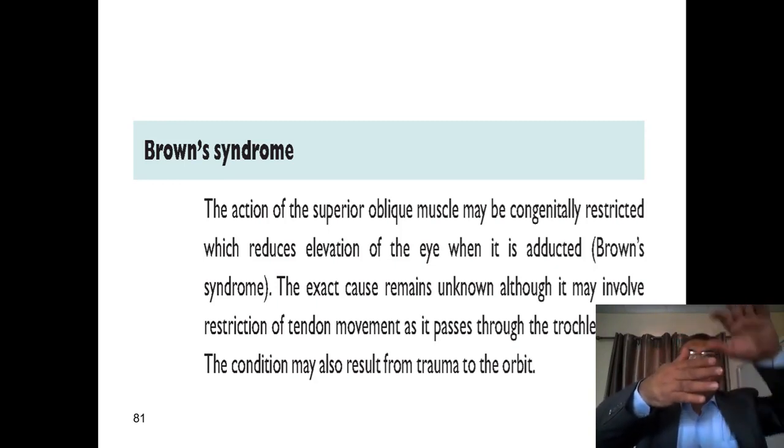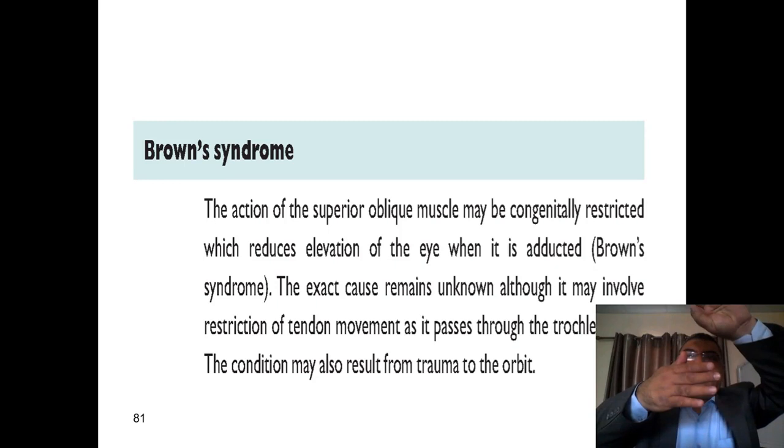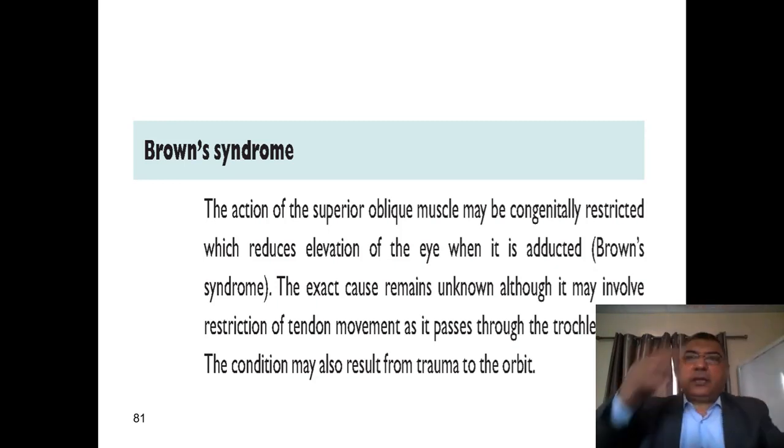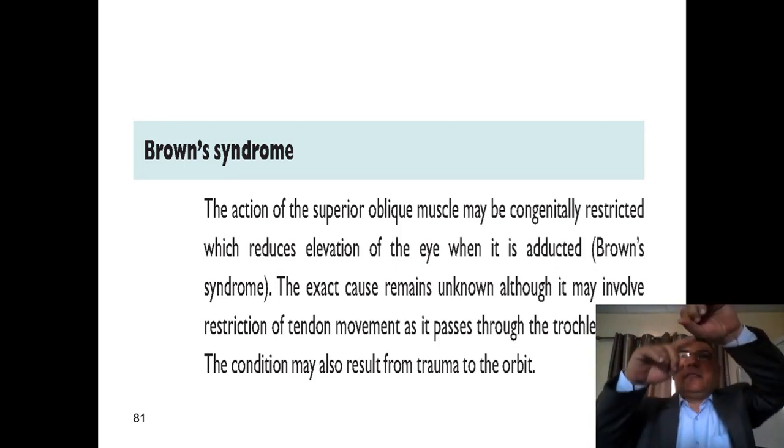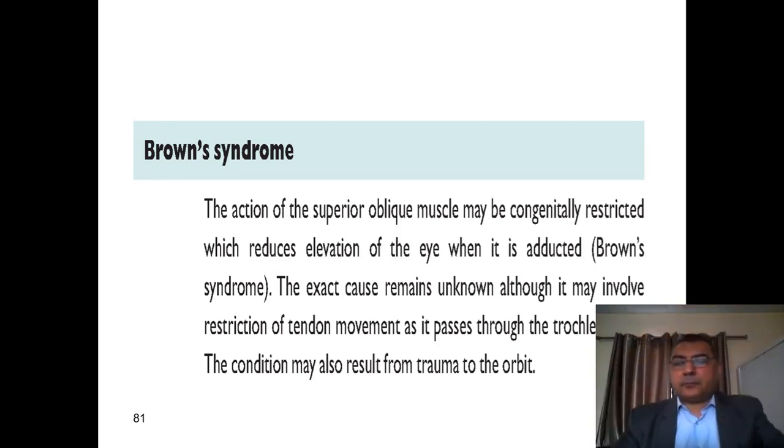This disease is due to a disease affecting the trochlea of the superior oblique muscle, restricting the movement of the tendon of the superior oblique in the trochlea. And we have to do a forced adduction test to examine the limitation in the up and in direction to diagnose this Brown syndrome, where there is restriction of the movement of the tendon of the superior oblique in the trochlea.